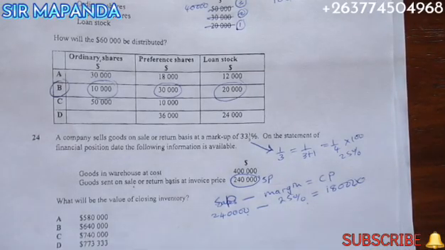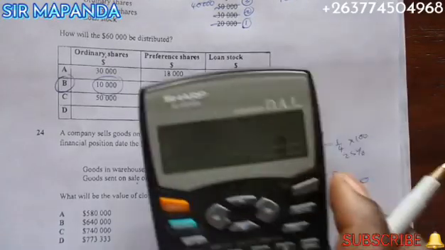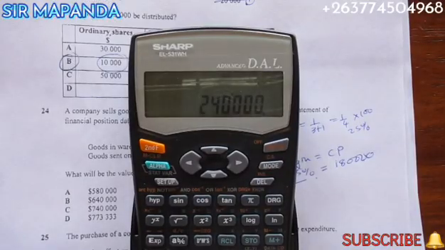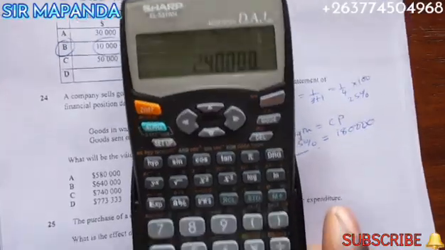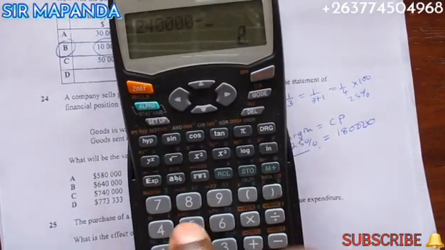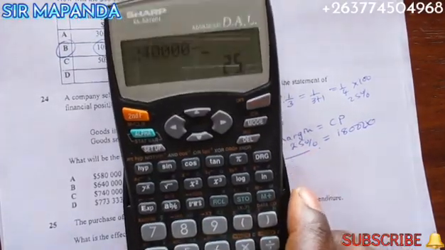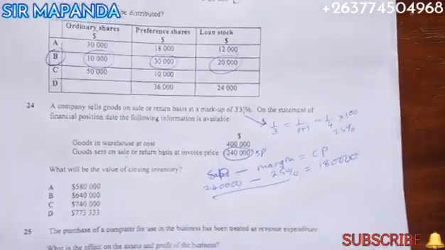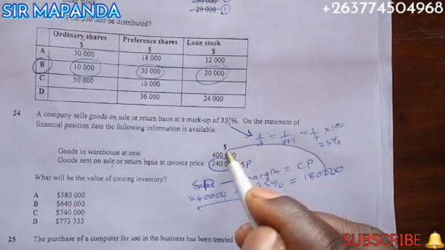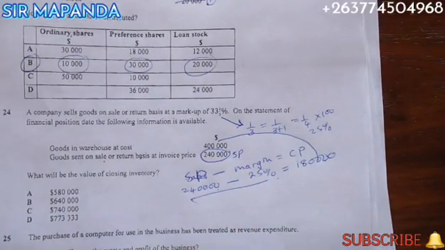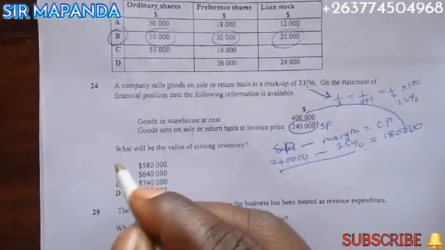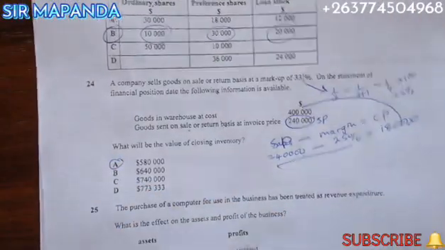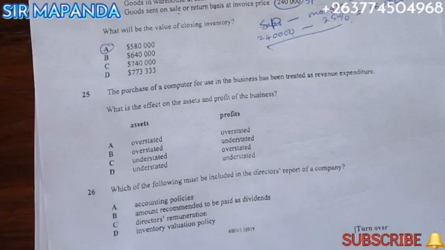But I want you to notice how you punch this in your calculator. You punch 240,000 first, then you punch minus, you put 25, right? Then the second function, you punch 1. This is how you obtain 180,000. So 180,000 is going to be added to the 400,000. You get 580. So my answer is A. We move on to question number 25.